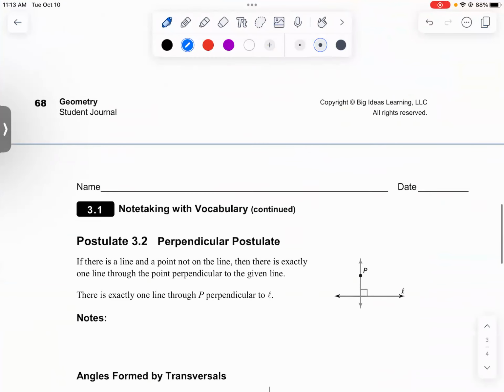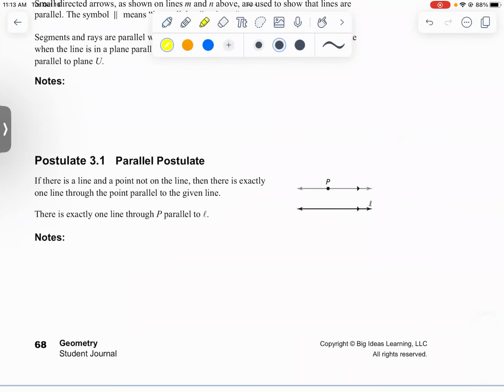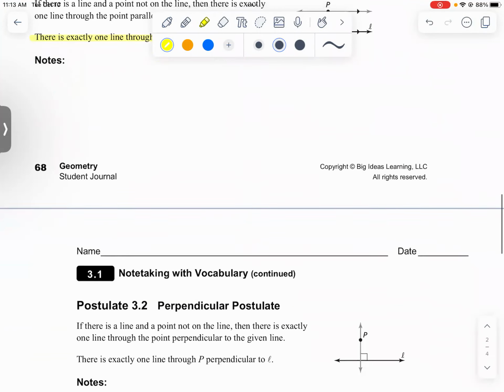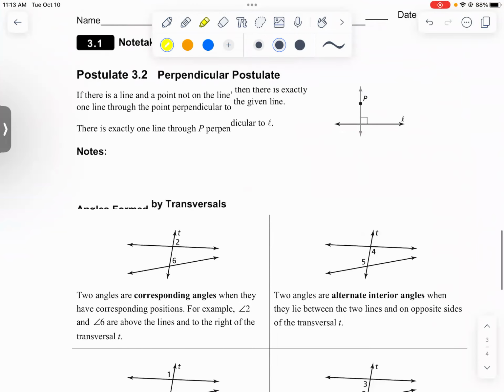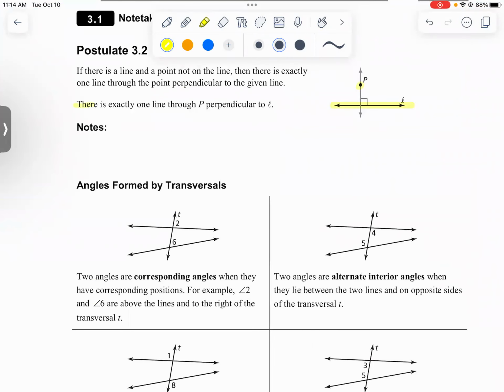Okay, so before we talk about all these vocabulary words, there is exactly one line through point P parallel to line L. So if you have a line and you have a point, there is only one line we can draw through that point that's going to be parallel. Same thing at the top of the next page, however, perpendicular. If we have one line and one point, there is only one line we can draw through P that is perpendicular. It's very unique.